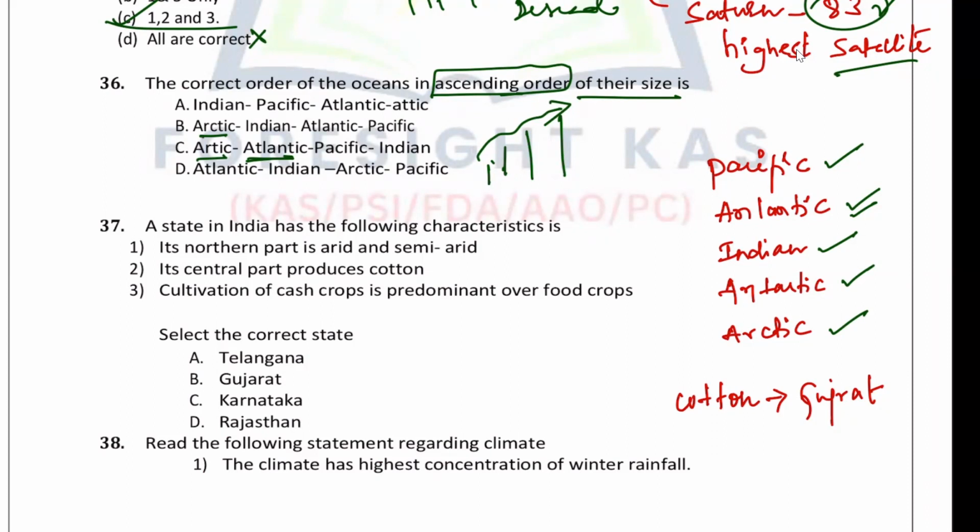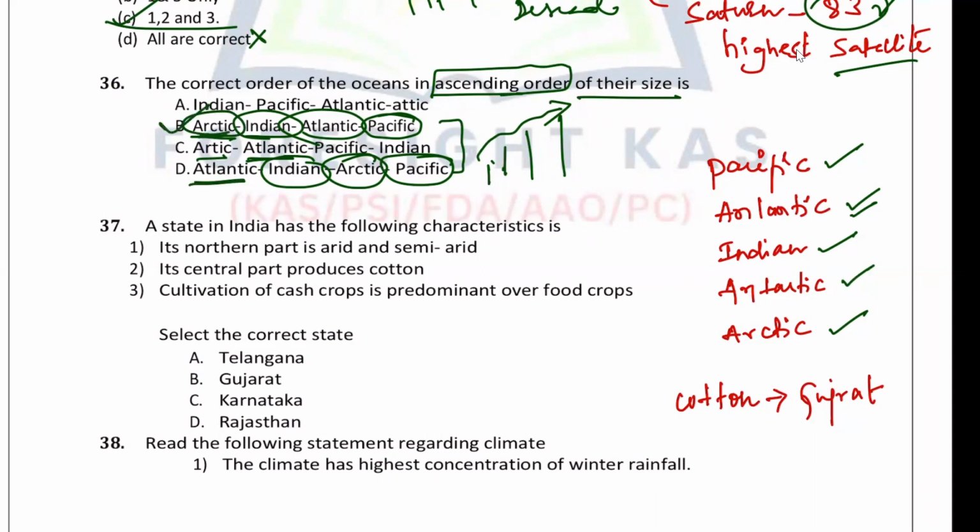So no, first is Atlantic, large. We know Pacific is the largest. Yes, Pacific is the largest. Second is Atlantic. Third is Indian. Yes, we know third is Indian. So now the remaining two options are Arctic or Atlantic. See, Arctic is the smallest part. So B is the answer.